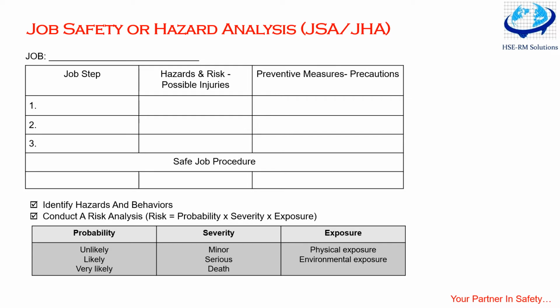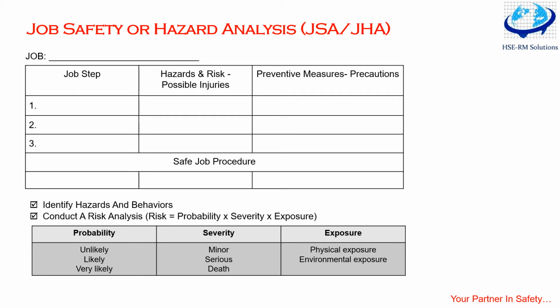Once the condition is identified, we move towards behavior and acts. Some jobs may require potentially high risk behavior that should be identified in a JSA or JHA. Now, high risk behavior is behavior that might increase the probability and severity of injury or illness.